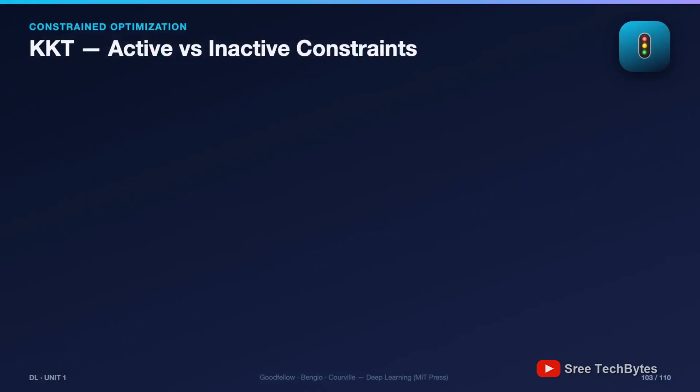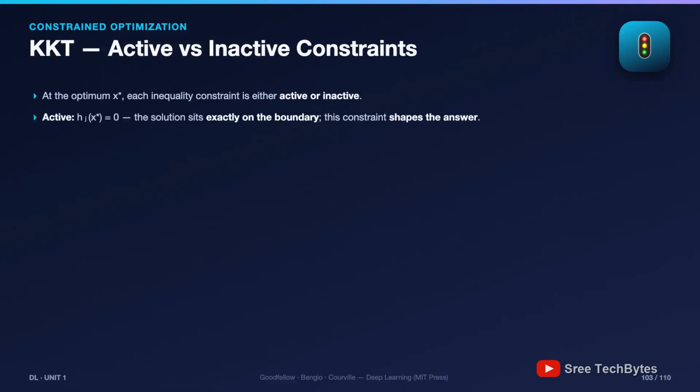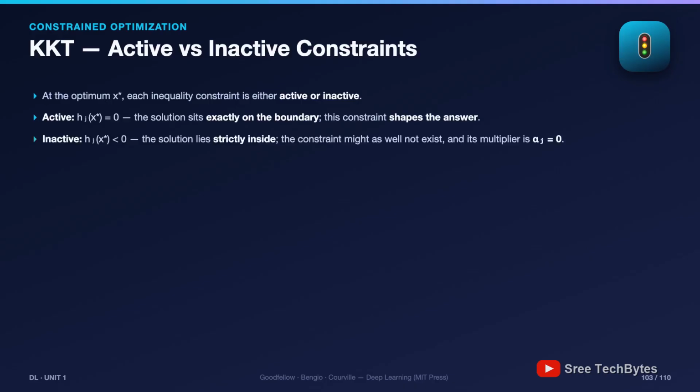The KKT picture completes with one crisp distinction: at the optimum, every inequality constraint is either active or inactive. Active, h equals 0 exactly, the solution is pressed right against the boundary. This constraint is genuinely shaping the answer. Inactive, h strictly below 0, the solution rests comfortably in the interior. The constraint might as well not exist, and its multiplier is exactly 0.